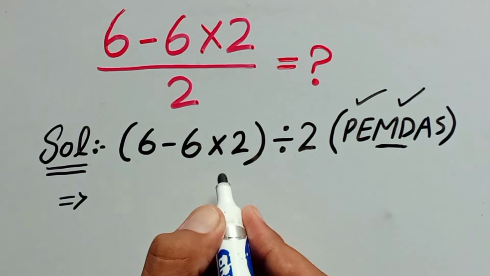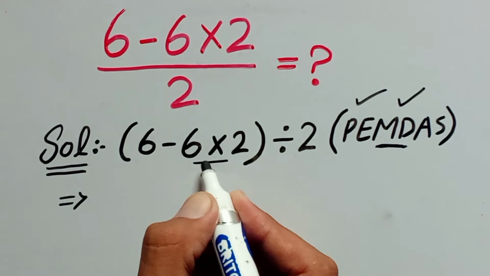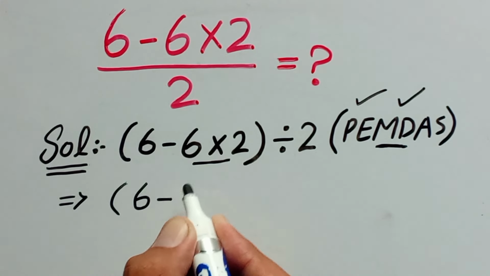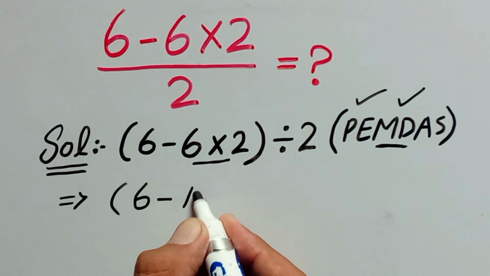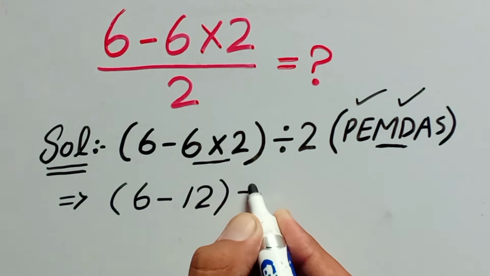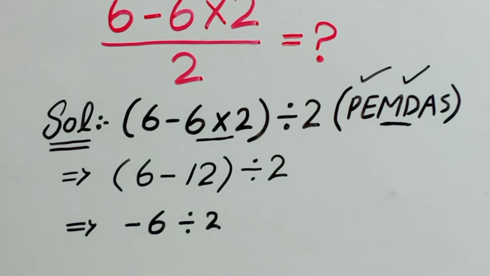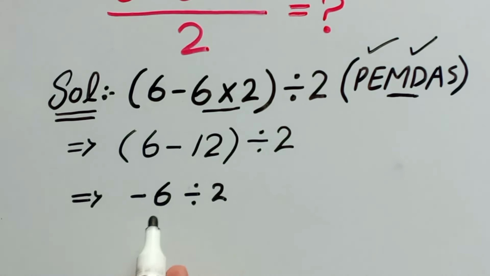So here in the parentheses we will first solve the multiplication. So parentheses 6 minus 6 times 2 equals 6 minus 12, divided by 2. Okay, now in the next step 6 minus 12 equals minus 6, divided by 2. Now minus 6 divided by 2 equals minus 3. This is the final answer of this expression.